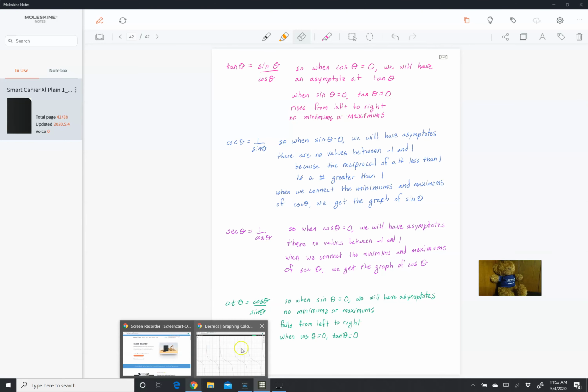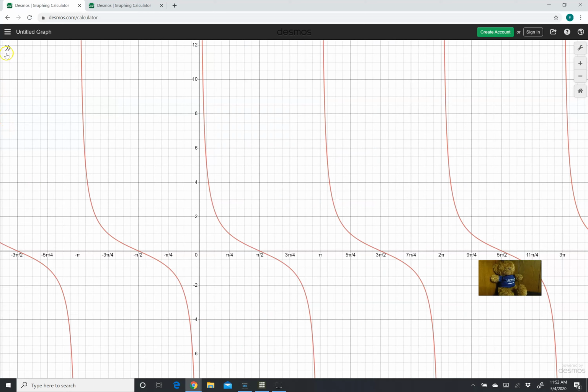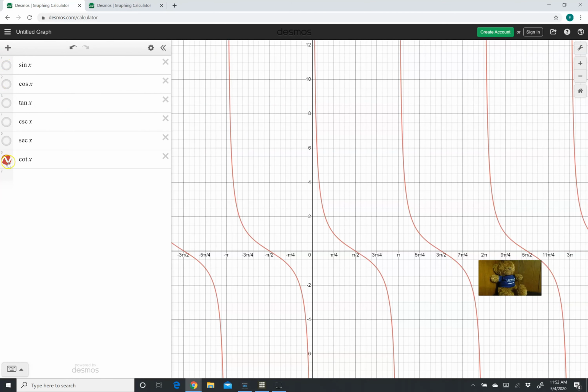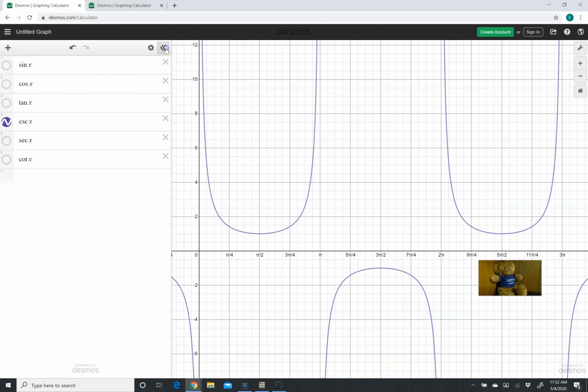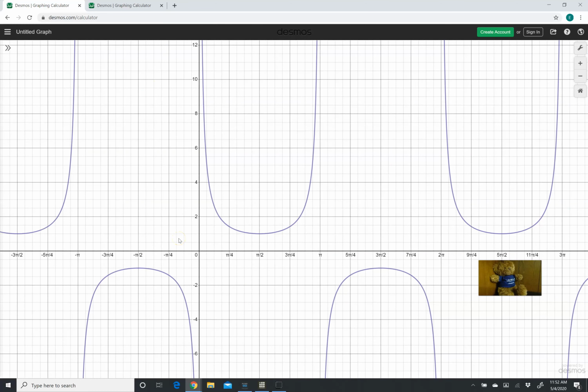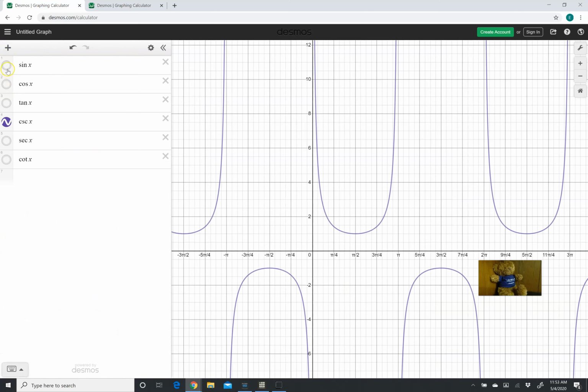So if we give you, you're going to see this. There's no way I could hide this from you. But if I give you this graph and I say, what is this a graph of? You're going to say, okay, it has asymptotes. So it's either tangent, cosecant, secant, or cotangent. Well, when I connect the minimums and the maximums, I get sine. So it's got to be cosecant. That's one thing that you could do.